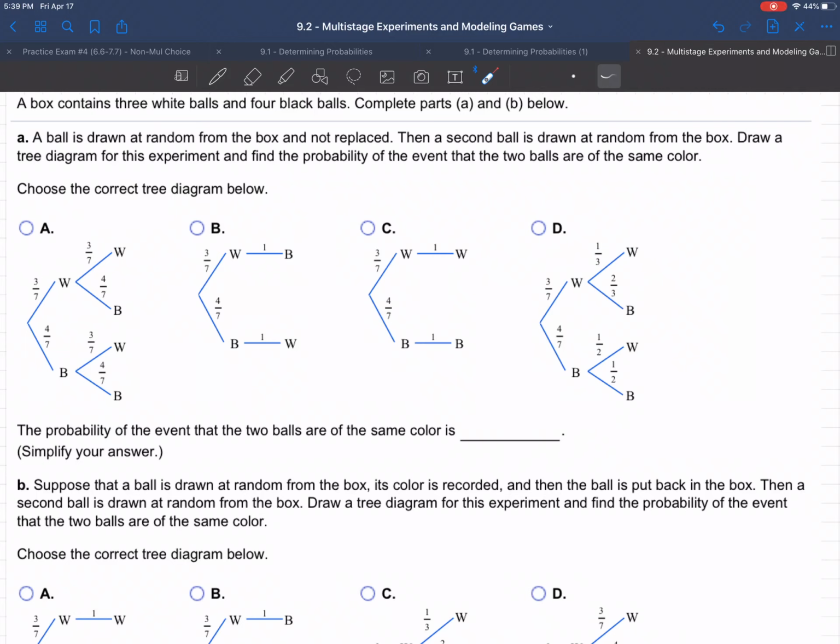A box contains 3 white balls and 4 black balls. So 3 white and 4 black. In part A, a ball is drawn at random from the box and not replaced. That's an important word there. Then a second ball is drawn at random from the box.